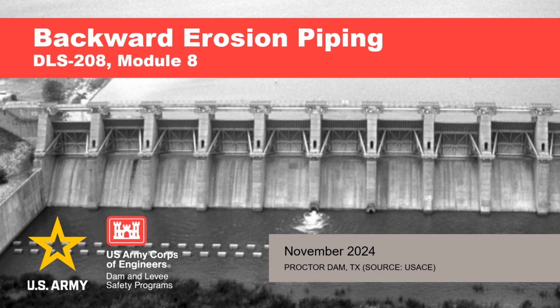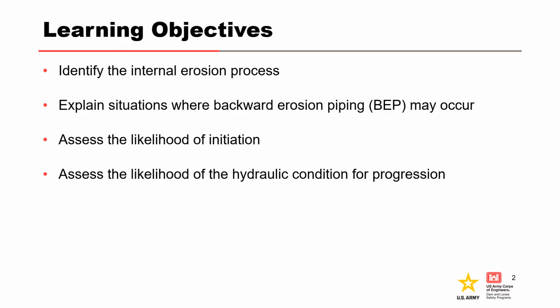This module covers backward erosion piping. Here are the learning objectives for this module. Identify the internal erosion processes, explain situations where backward erosion piping may occur, assess the likelihood of initiation, and assess the likelihood of the hydraulic condition for progression.